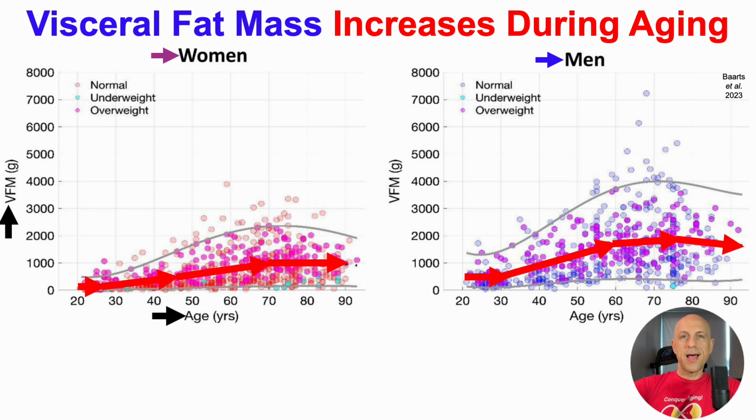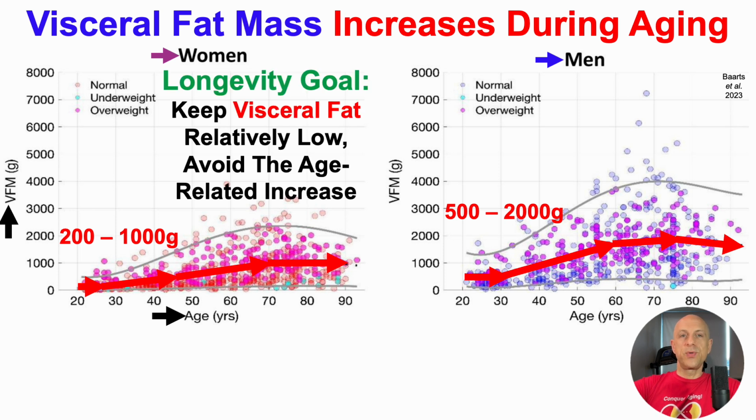Now, the slopes of these red lines may not seem very high, but to put this into numbers, median visceral fat for a 20-year-old woman is about 200 grams, whereas for a 70-year-old woman, it's about 1,000 grams. So it's a 5-fold increase. Similarly, for men, in a 20-year-old, median values for visceral fat are about 500 grams, and for a 70-year-old, it's about 4 times higher at 2,000 grams. So we can see the visceral fat increases during aging, and not by small amounts, 4 to 5x higher than in 20-year-olds. So in terms of the longevity goal, it's to keep visceral fat relatively low and avoid its age-related increase.